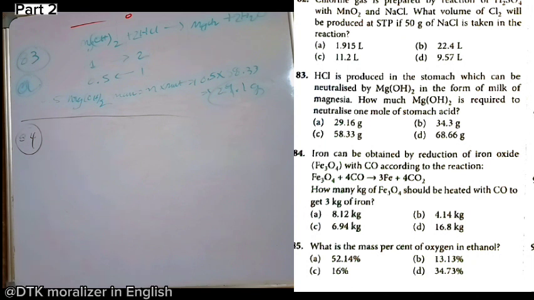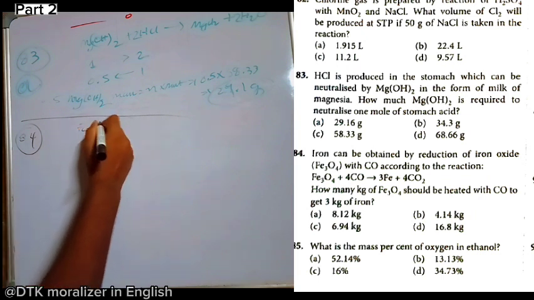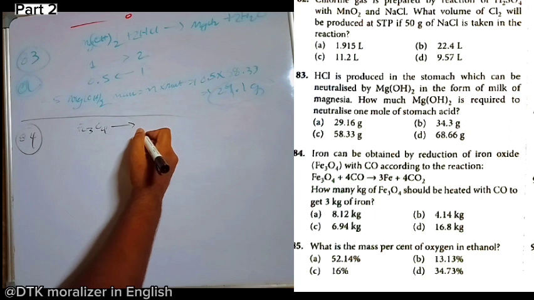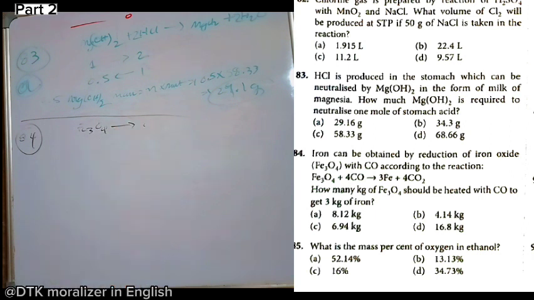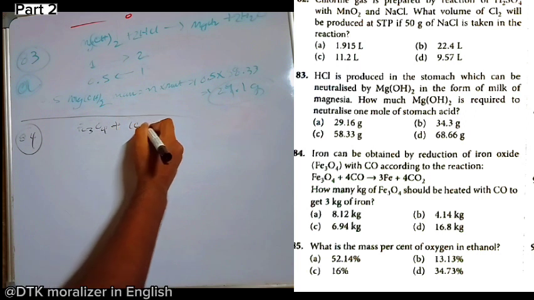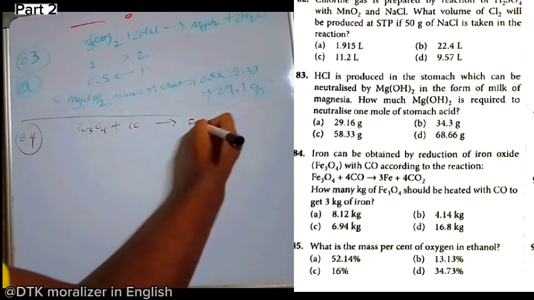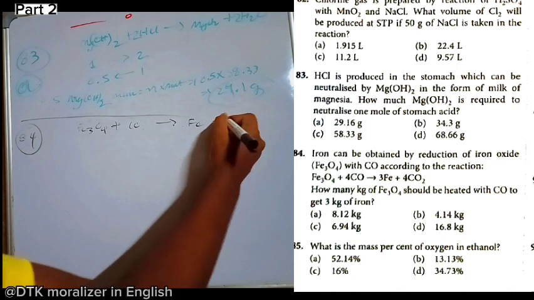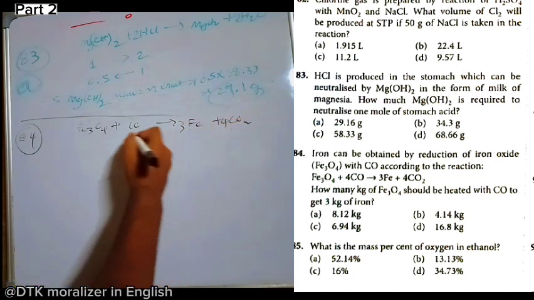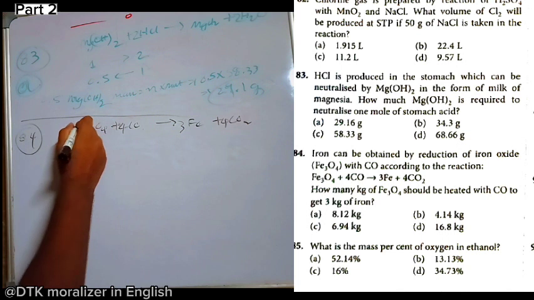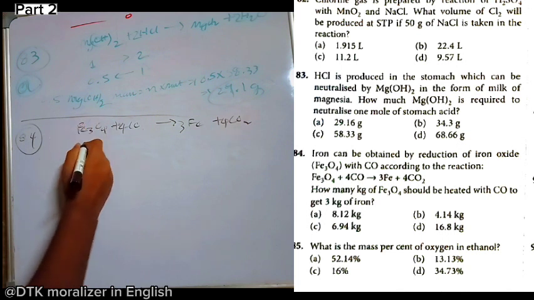Now question number 84. Iron can be obtained by reduction of iron oxide Fe3O4 with CO according to the reaction Fe3O4 plus 4CO gives 3Fe plus 4CO2. How many kg of Fe3O4 should be heated with CO to get 3 kg of iron? Here, as you can see, Fe3O4 with 4CO gives Fe plus 4CO2.